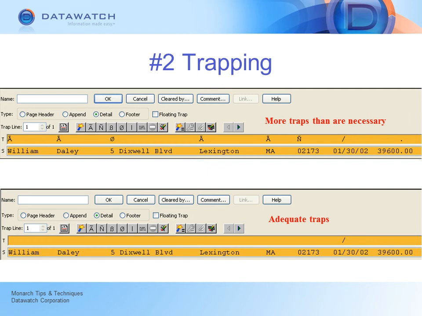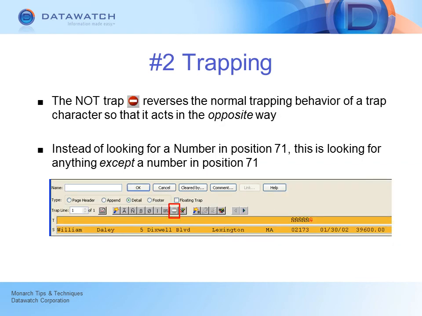There's a trap called the not trap, and the not trap reverses the normal trapping behavior of a trap character so that it acts in essentially the opposite way. You simply insert a trap in your trap line, then you highlight it, and then you select the not trap, that red button. This will make the trap itself turn red. Now, instead of looking for a numeric in position 71, right there after the zip code, Monarch is looking for anything except a number in position 71. Just the opposite. So the not trap is just yet another way that Monarch provides for us to precisely pinpoint the rows that we're looking for exactly.